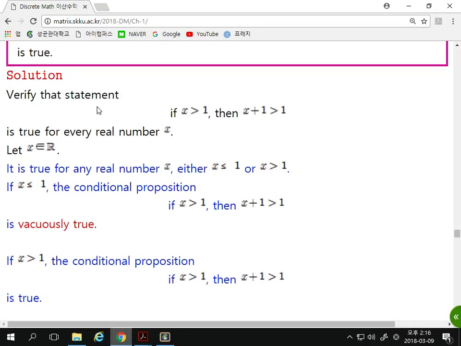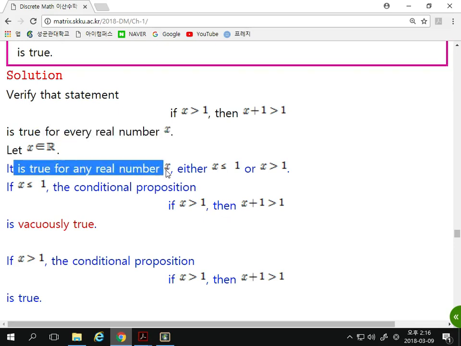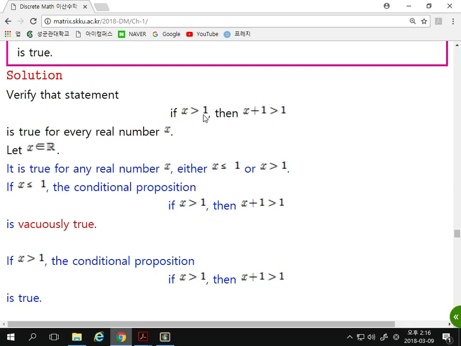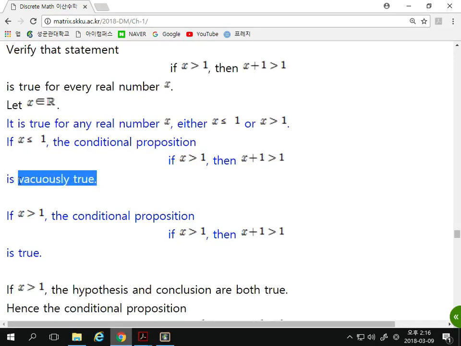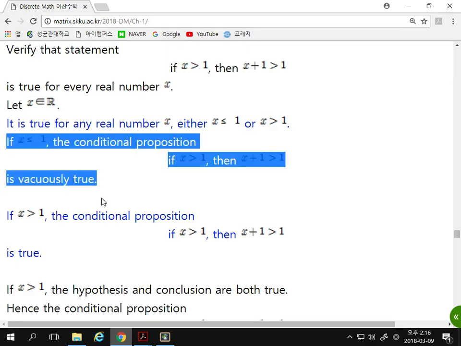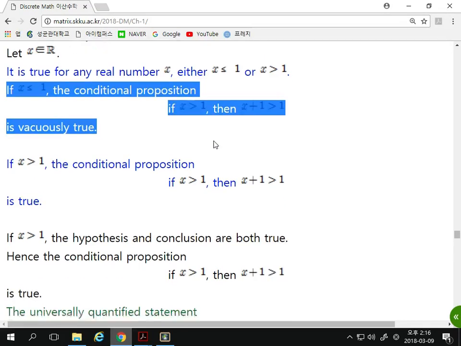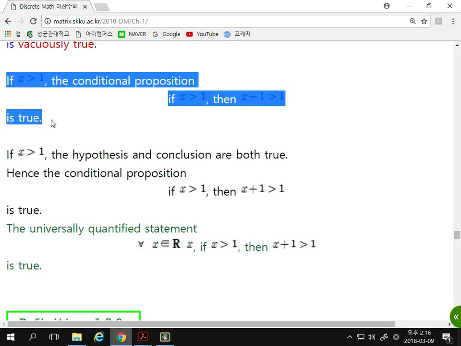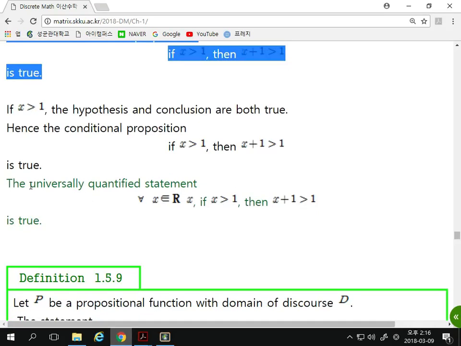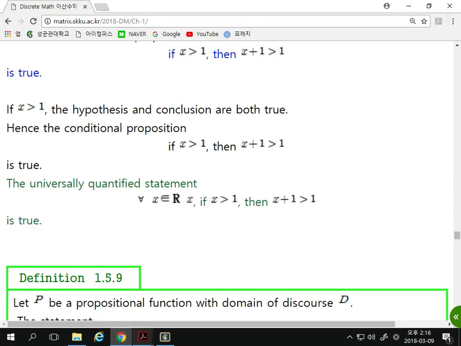Here is the proof. Verify the statement: if x is bigger than 1, then x plus 1 is always bigger than 1, isn't it? This is true for every real number x. Either x is less than or equal to 1 or bigger than 1. For any real number, if x is bigger than 1 and we add 1 more, then it's still bigger than 1. So this is always true, vacuously true when x is not bigger than 1. In any case, whether x is bigger than 1 or less than 1, it is always true. So this universally quantified statement is always true.